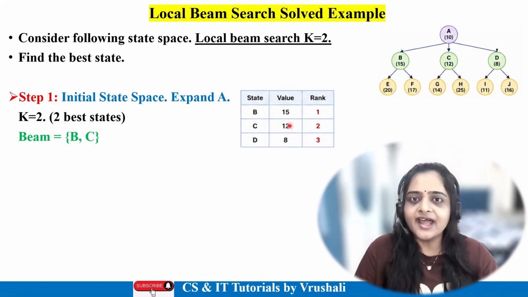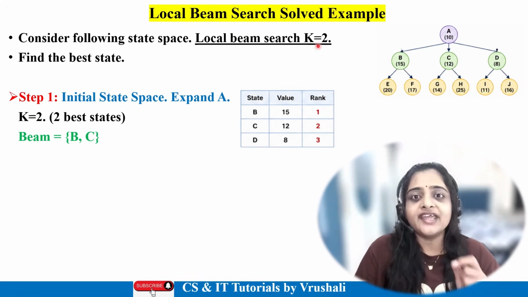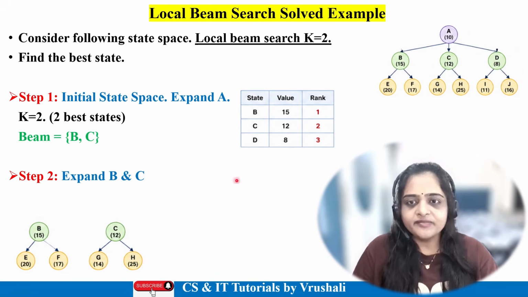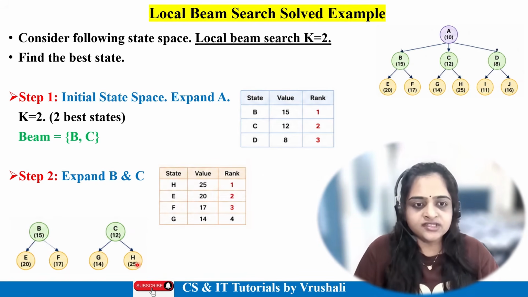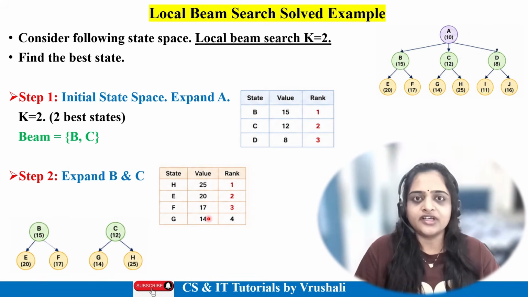The values are 15 and 12. In hill climbing, we explore only one value at a time, right? But in local beam search, we explore k values at a time. So the beam is B and C. Now the next step is to expand B and C. Expanding B gives E and F, and expanding C gives G and H. That means there are a total of 4 nodes now. The highest is H equal to 25, then E equal to 20, then F equal to 17 and G equal to 14, right?